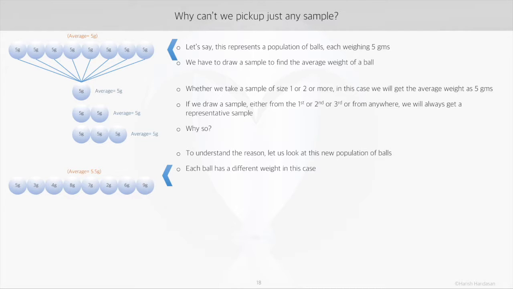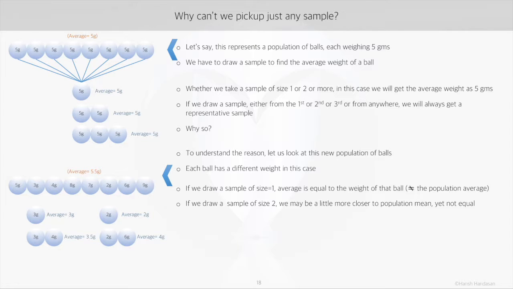To understand its relevance, let's look at a new population of balls. The difference is this time each ball has a different weight. Here, if we draw a sample size of 1, the average is equal to the weight of that ball and not equal to the population average. Same is the case with sample size 2. We may get a little closer to the population mean, but still it's not equal to the population mean. In case 1, a similar sampling was making the sample mean equal to the population mean.